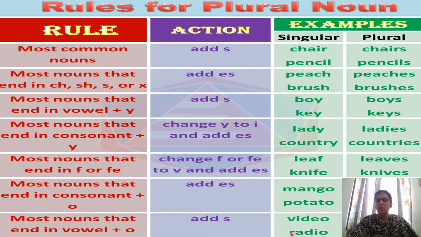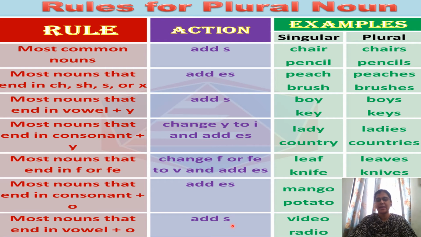In that case, what happens? Your plural becomes mangoes, M-A-N-G-O-E-S. Potatoes, P-O-T-A-T-O-E-S.